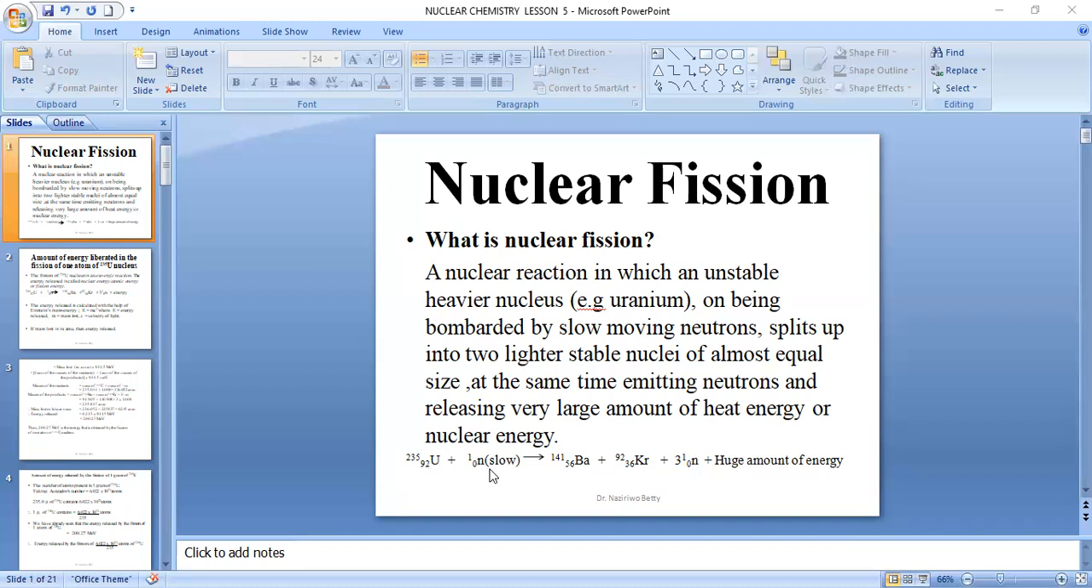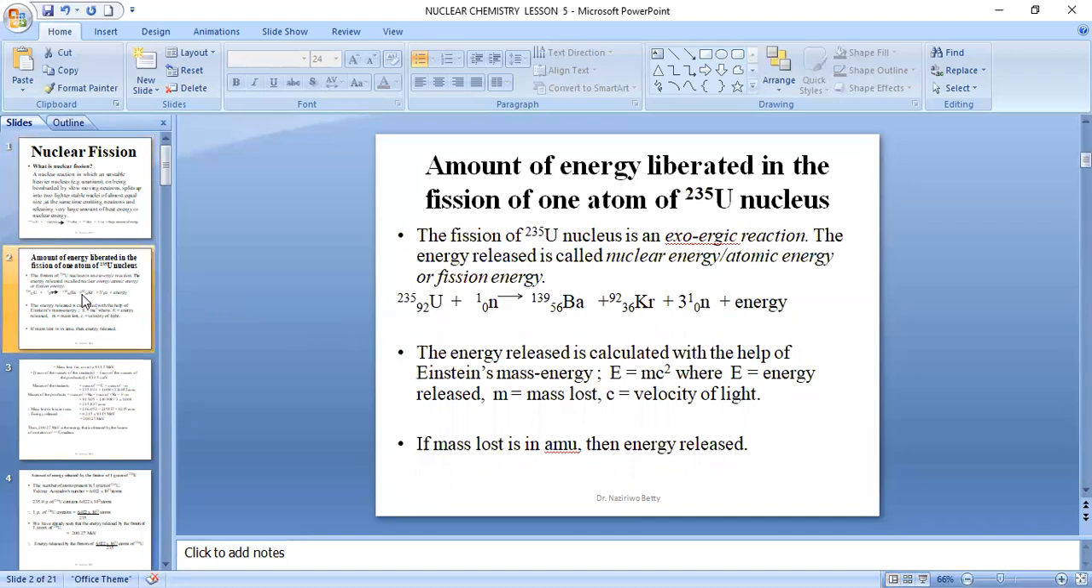So uranium-235 being bombarded by a slow-moving neutron gives rise to the formation of stable barium-141 plus krypton-92 and 3 neutrons, and a huge amount of energy is released. Now, the amount of energy liberated in the fission of one atom of uranium-235 can be obtained. The fission of the 235 uranium nucleus is an exothermic reaction, that is, heat is released. So the energy released is called the nuclear energy, or the atomic energy, or fission energy.